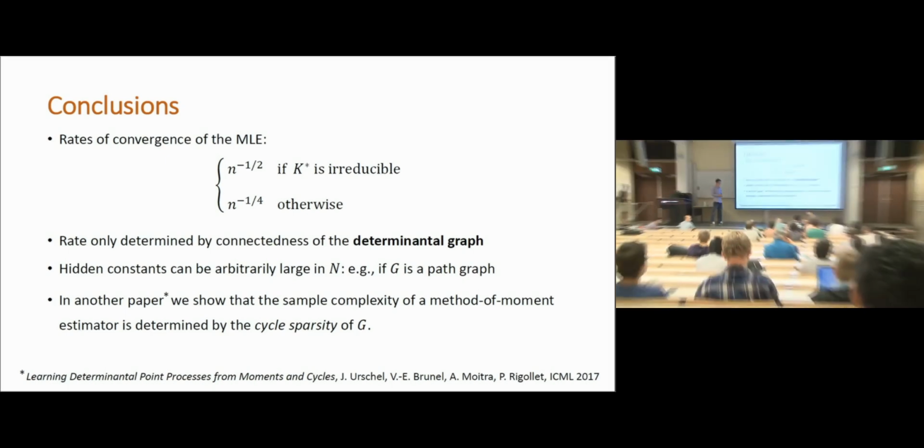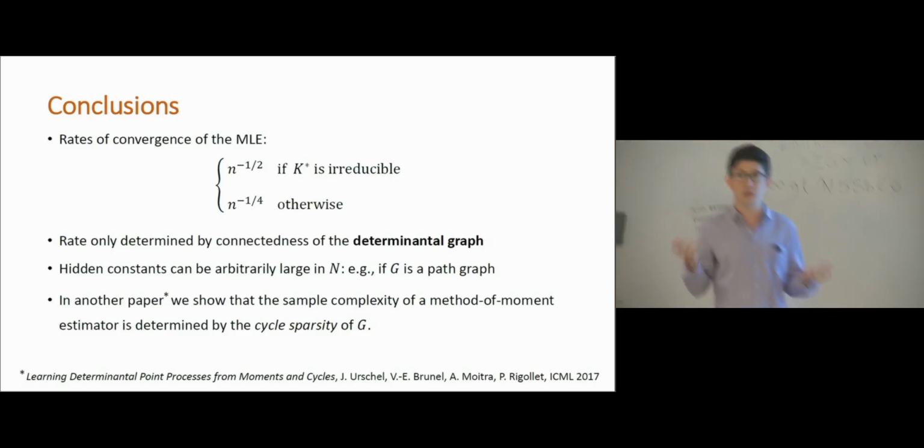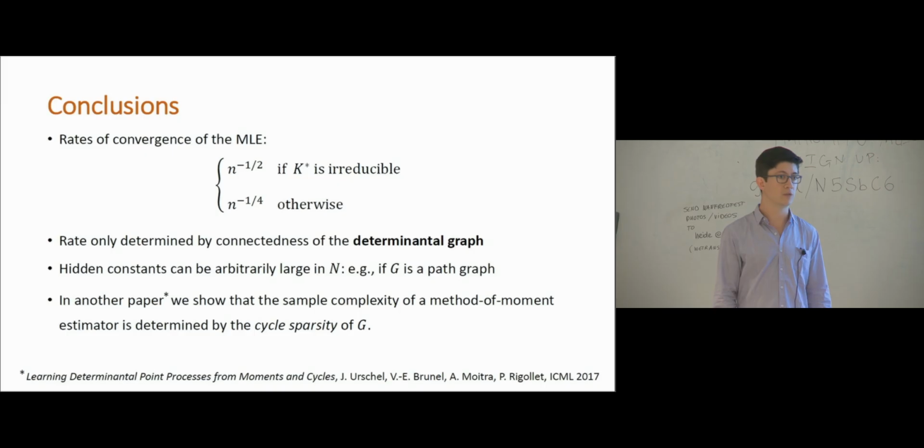So if the hidden matrix is in general position, then the graph is totally connected. Exactly. Yes. The question is, if K star is a generic matrix, then the corresponding graph is connected, and hence you estimate it at the speed n to the negative 1/2. Okay.